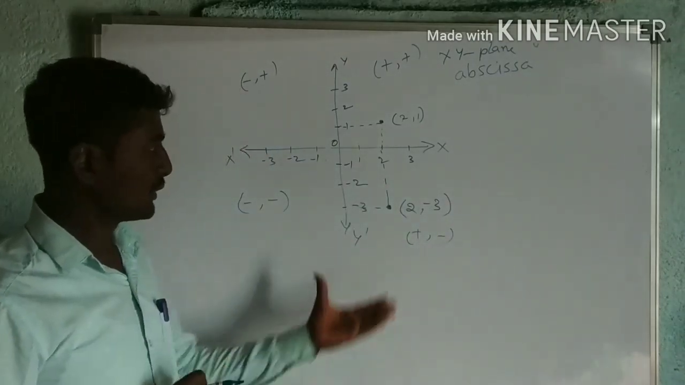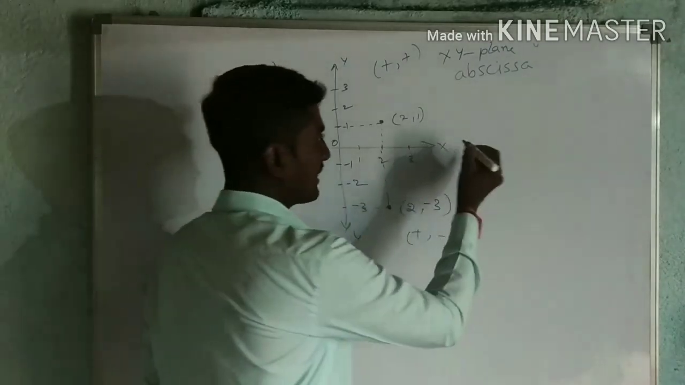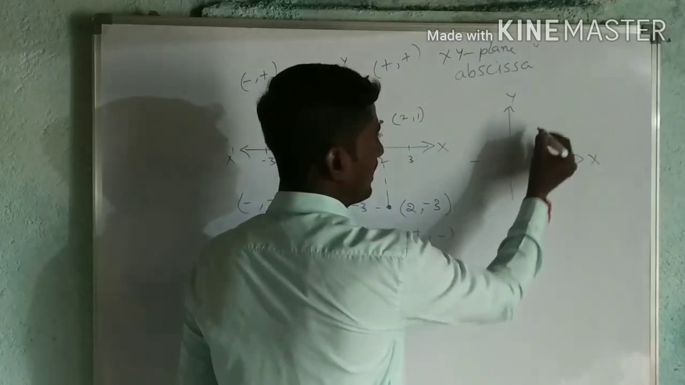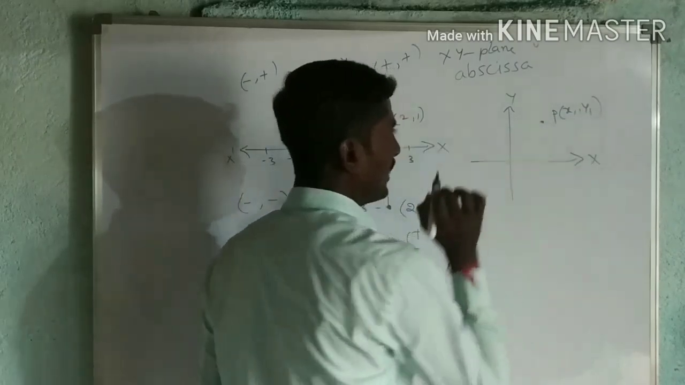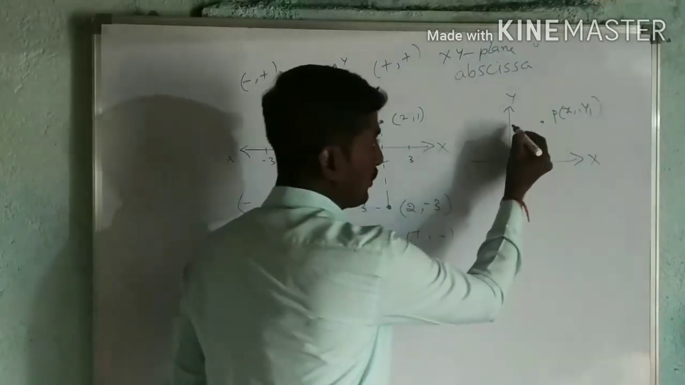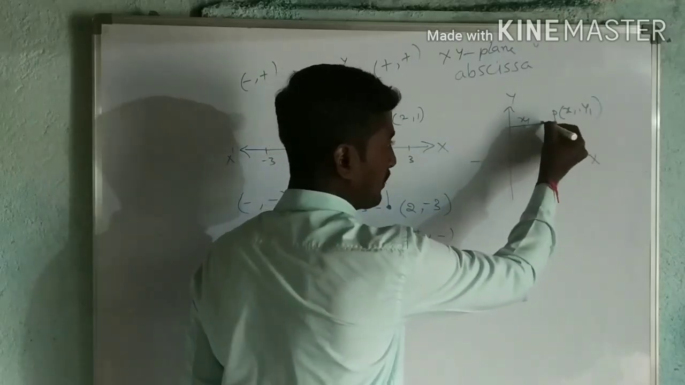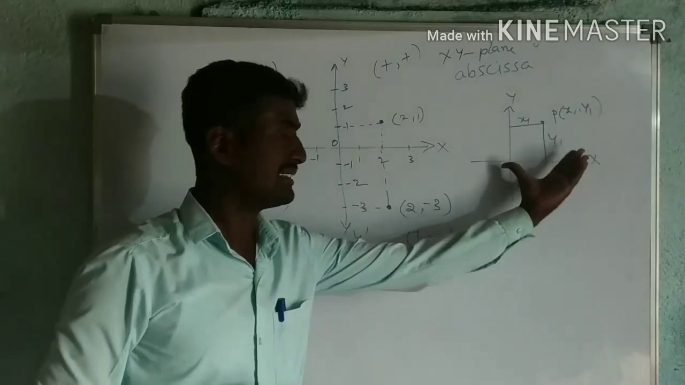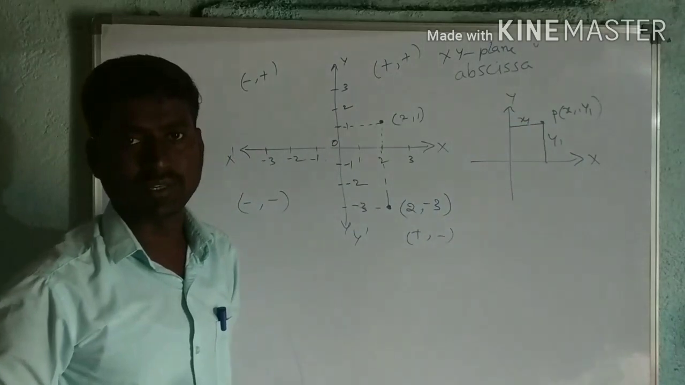So you know how to locate a point. Generally, this is the x-axis and this is the y-axis. I will take the point P(x1, y1). Now x1 is the distance from the y-axis; from here to here, how much is it? x1. And y1 is the distance from the x-axis. This distance is y1. So generally, this is y1 and the distance is x1.